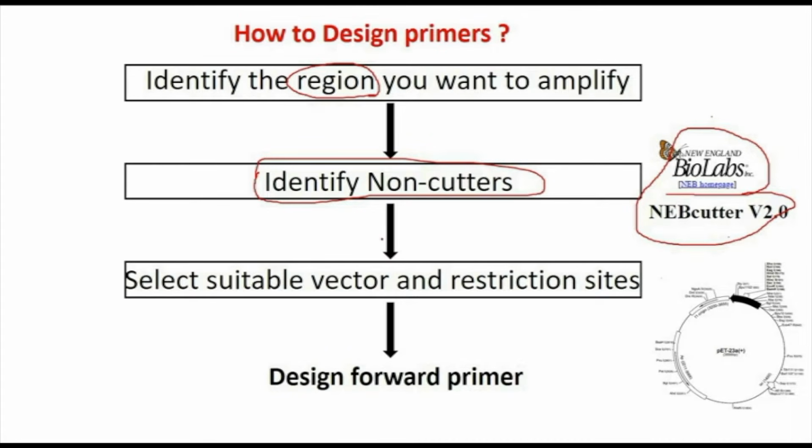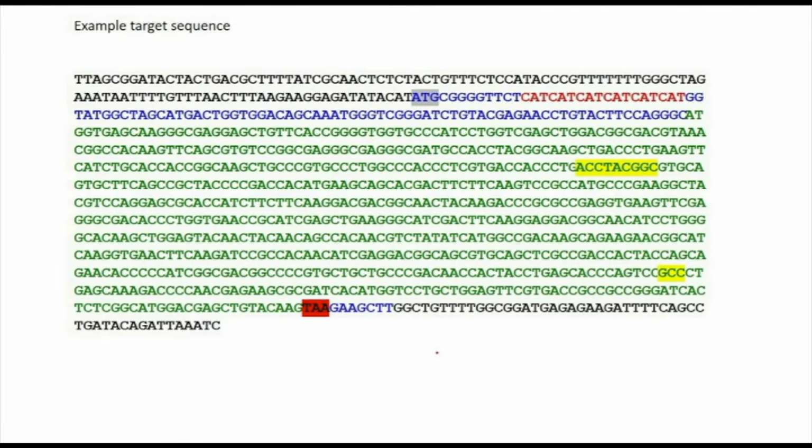After identifying non-cutters, you have to select a suitable vector in which you want to integrate this amplified region, and suitable restriction sites. You will get suitable restriction sites from non-cutters. After that, you can go for designing the forward primer.